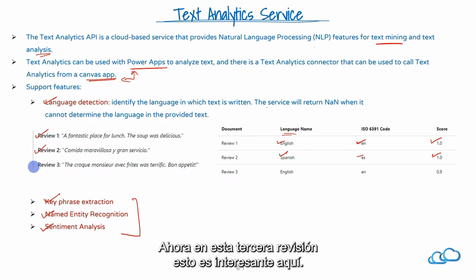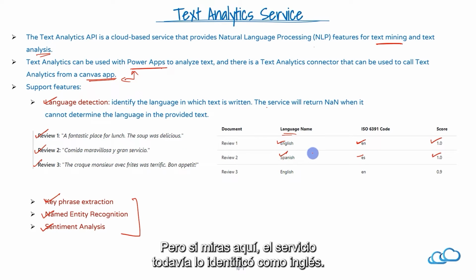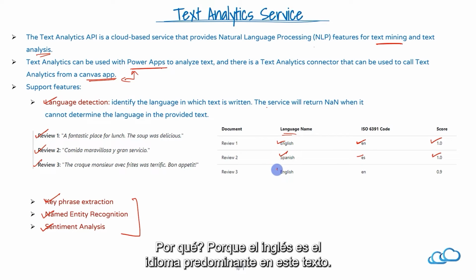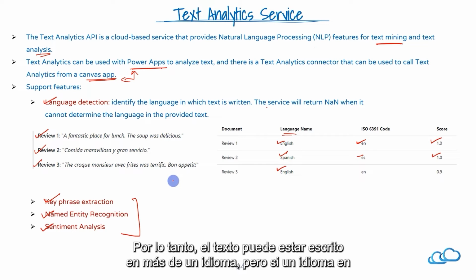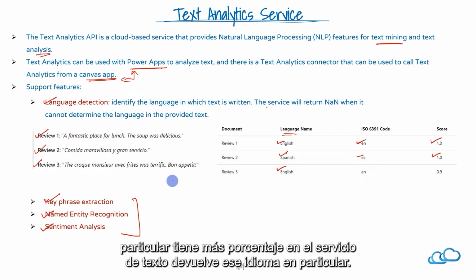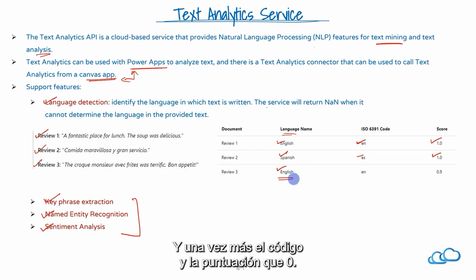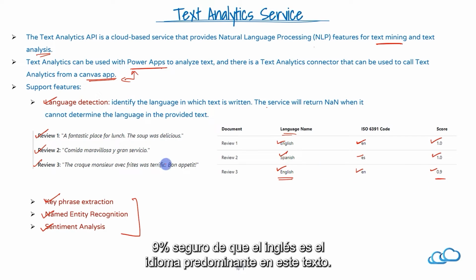Now, this third review is interesting. It is a mix of English and another language, French. But if you look here, the service still identified this as English. Why? Because English is the predominant language in this text. So a text may be written in more than one language, but if one particular language has a higher percentage in the text, the service returns that language. And once again, the code and the score show that it is 0.9 confident that English is the predominant language in this text.